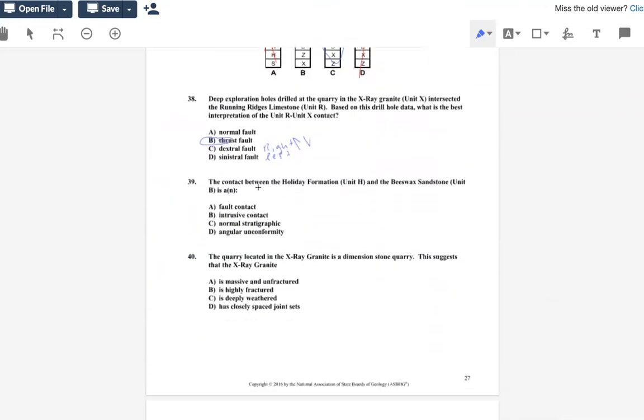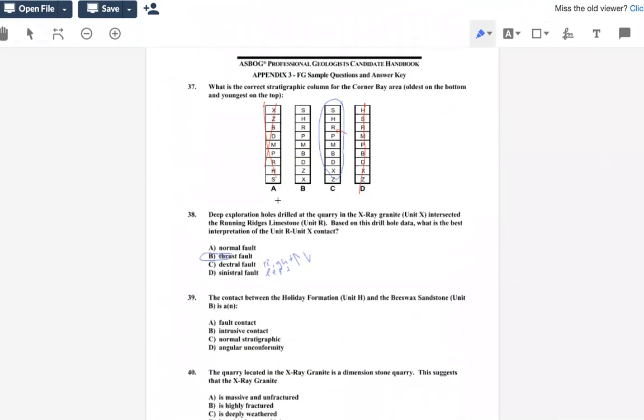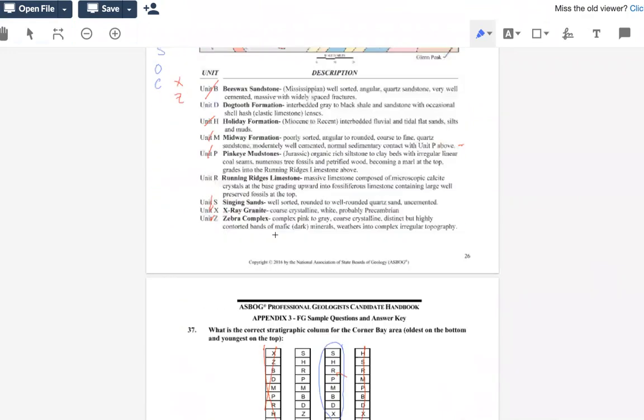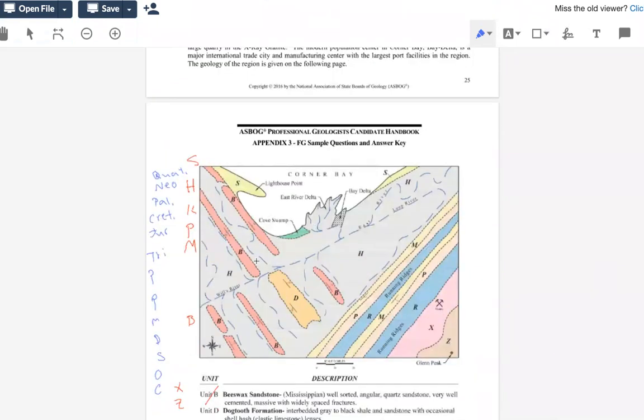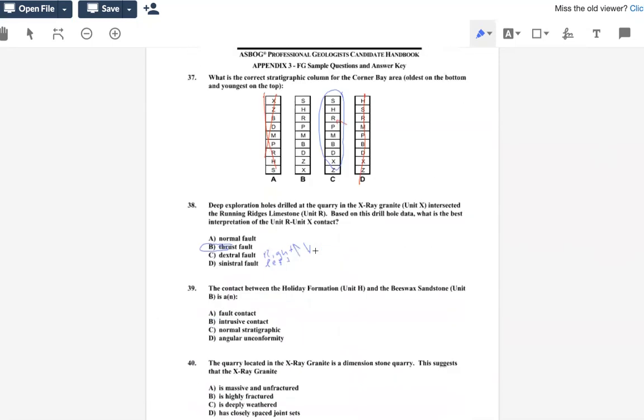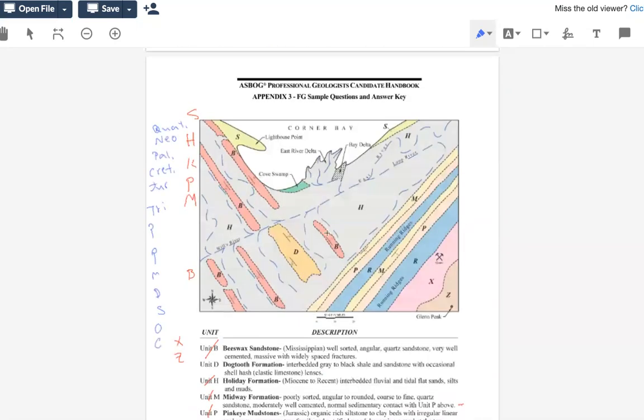So we have a fault contact. No fault there. Intrusive contact, neither of these are intrusive. Normal stratigraphic, no, it's not normal. We see some erosion, or an area of non-deposition maybe. But I'm going to go with erosion. That seems most probable. Angular unconformity. Aha. That's the one we're looking for. And that makes sense, right? These are angular, there's erosion. Yeah, that fits what we're looking for.